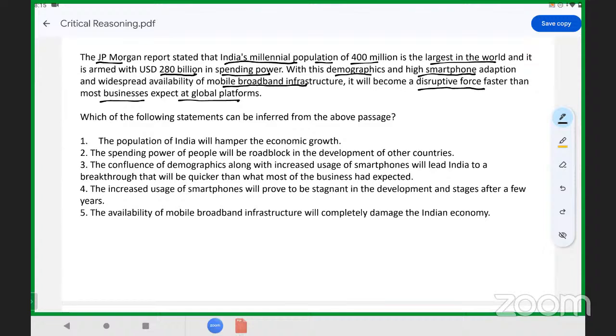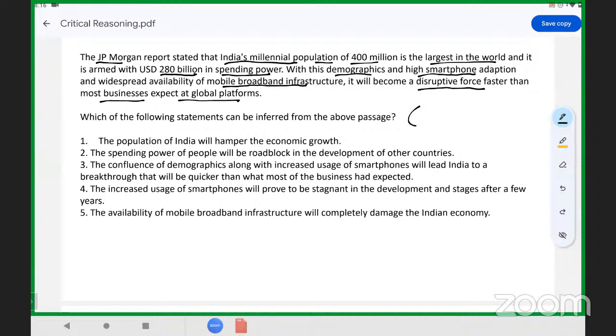So, in the first statement, they are talking about India's millennial population, that is youngsters. It is the largest in the world, and it has a spending power of 280 billion USD. Now, the second statement talks about the high smartphone adoption by this youth. The second is the widespread availability of mobile broadband infrastructure, that is the internet. With all the above mentioned things, it will become a disruptive force faster than most businesses expect at global platforms. So, which of the following statements can be inferred?